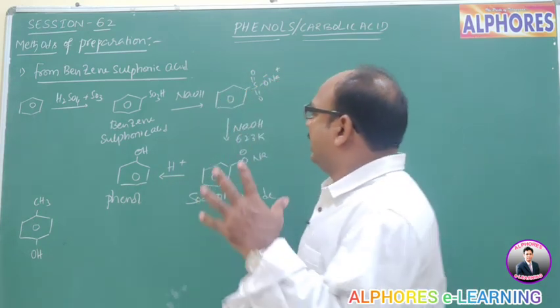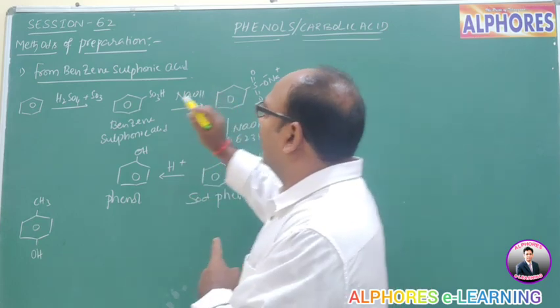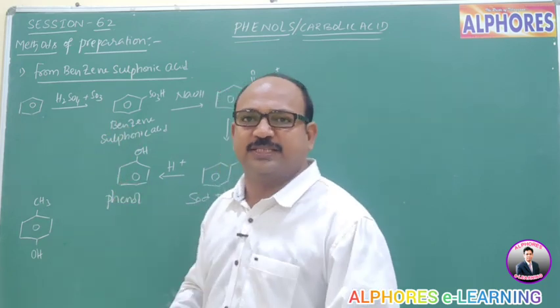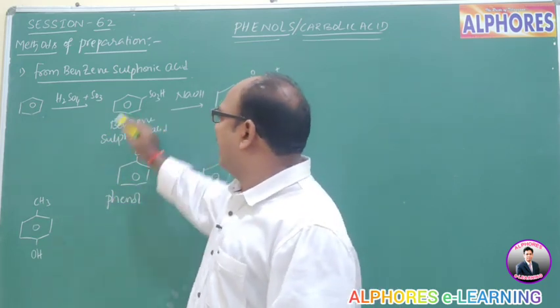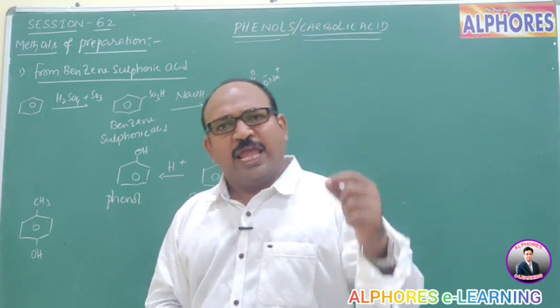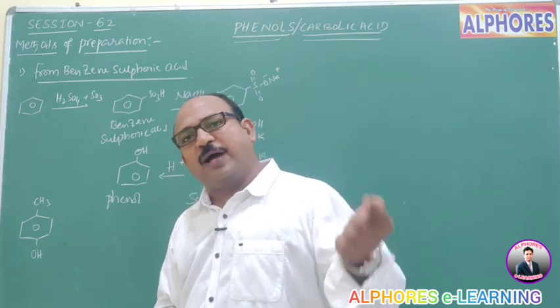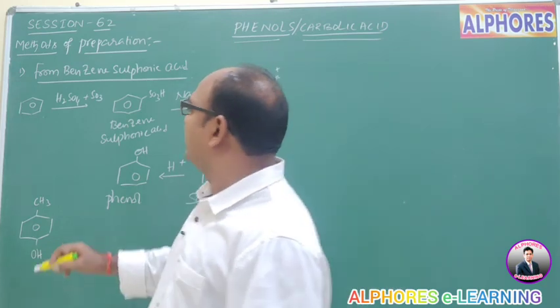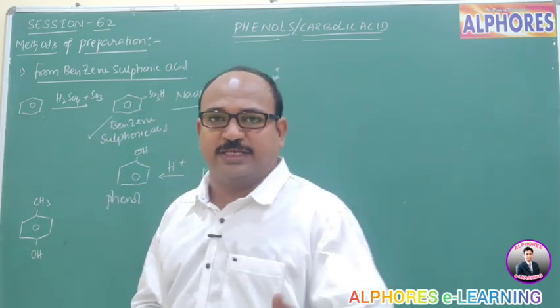Now, if benzene undergoes sulfonation using fuming sulfuric acid, we are getting benzene sulfonic acid. If this benzene sulfonic acid reacts again with fuming sulfuric acid, it means one more sulfonation.